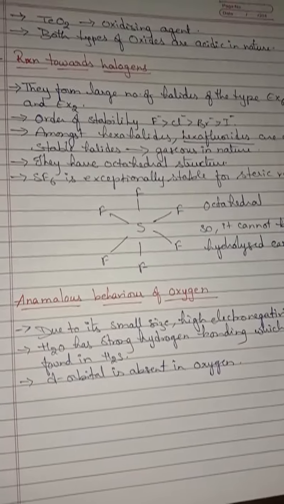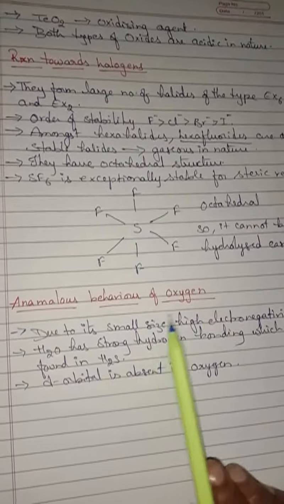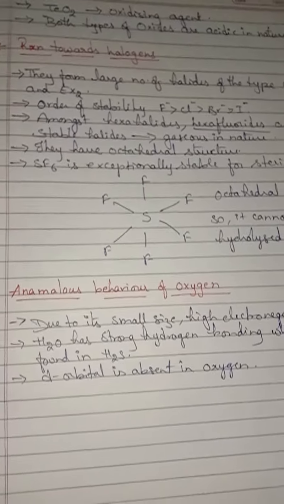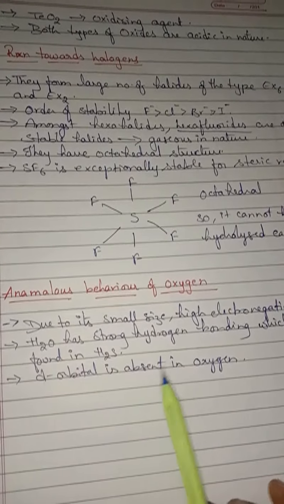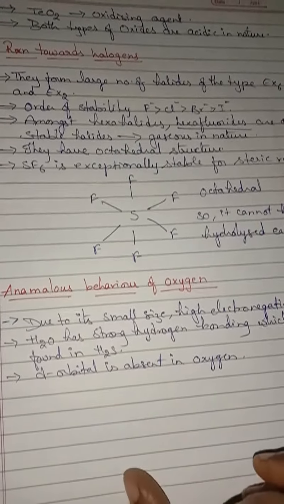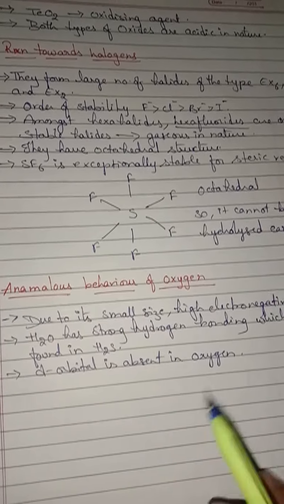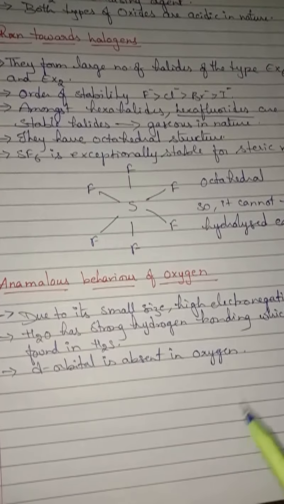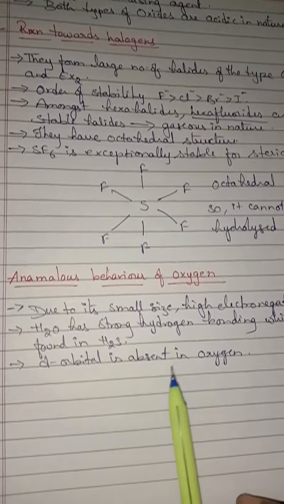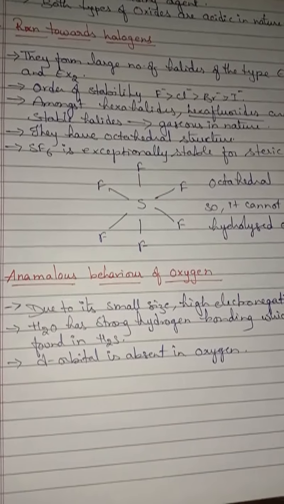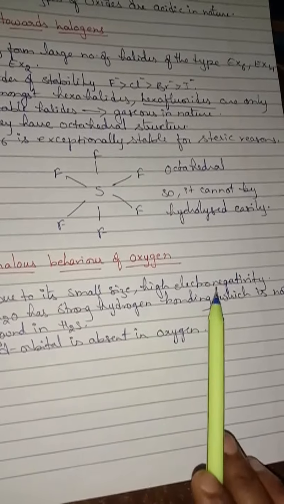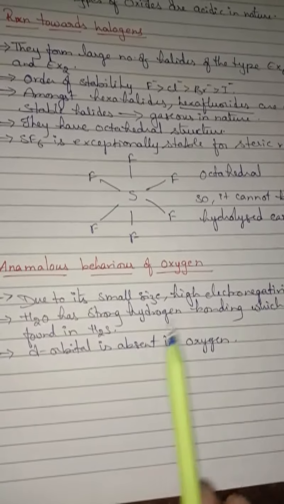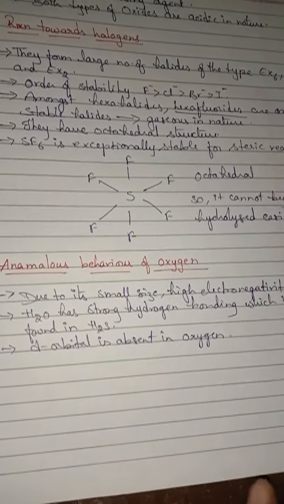Next comes the anomalous behavior of oxygen. What do you mean by anomalous behavior of oxygen? Like other members of the p block present in the second period, due to its small size and high electronegativity, oxygen shows anomalous behavior. So what is the best example?